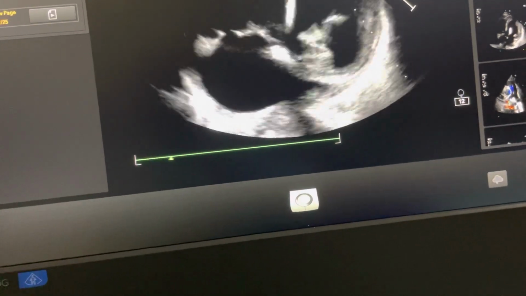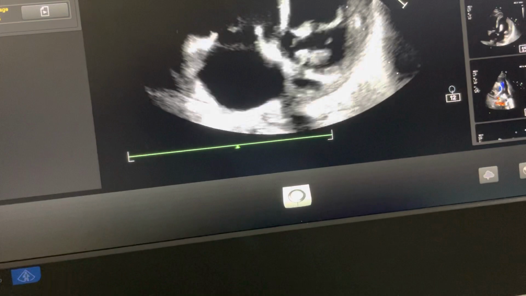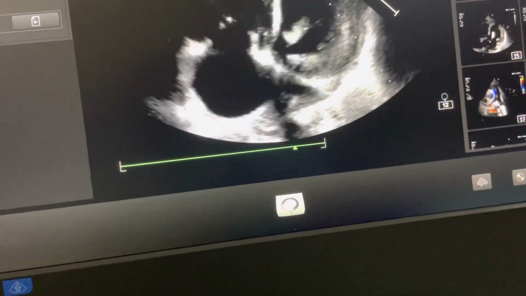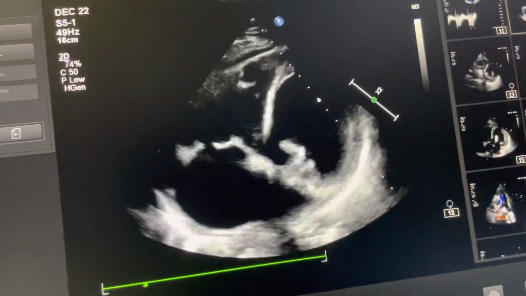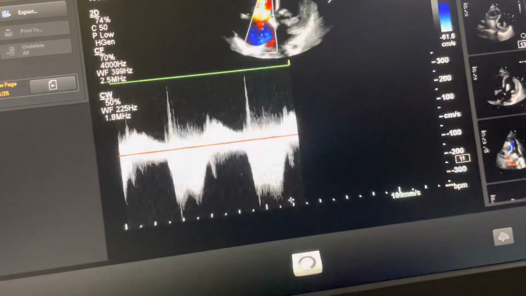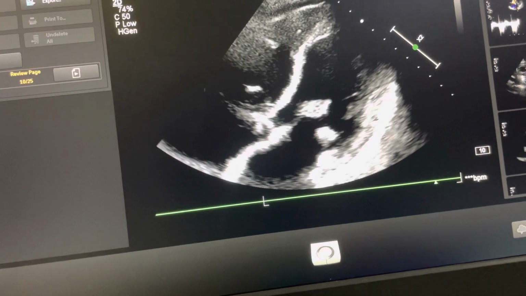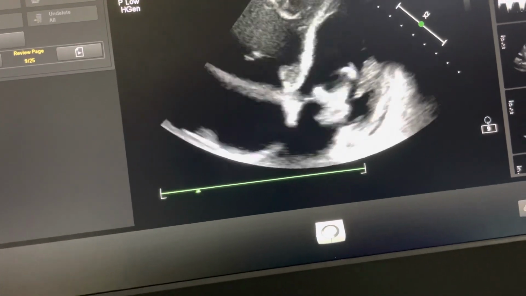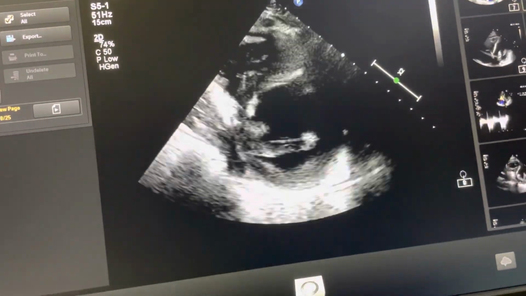Second is pressure gradient across tricuspid valve less than 60 millimeter of mercury, and pulmonary artery acceleration time less than 60 millisecond. That is 60 by 60 rule. These findings seen in pulmonary embolism. At the same time you see the vegetations, and this patient was a known case of chronic renal failure. These are the findings in this image.